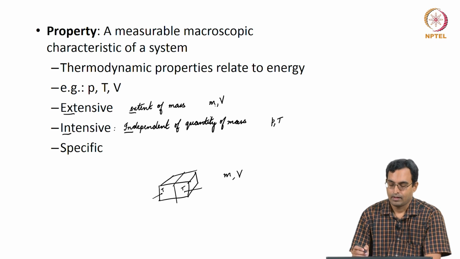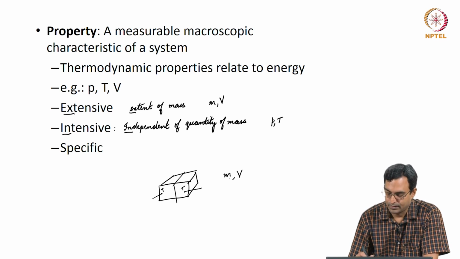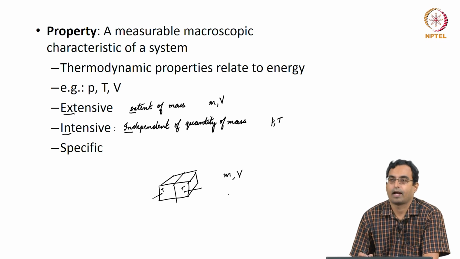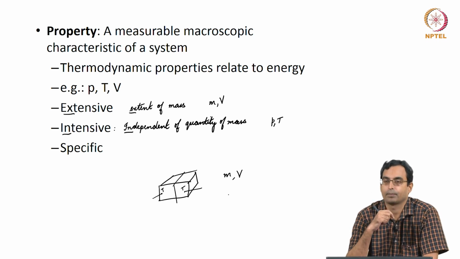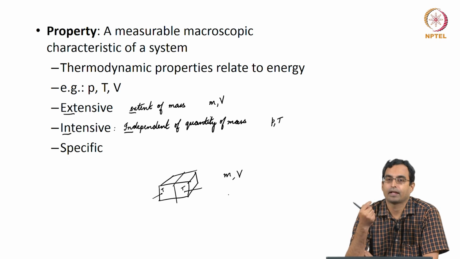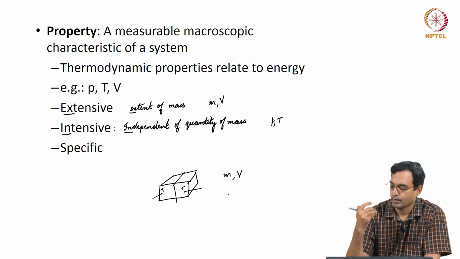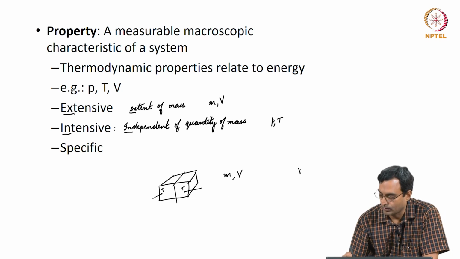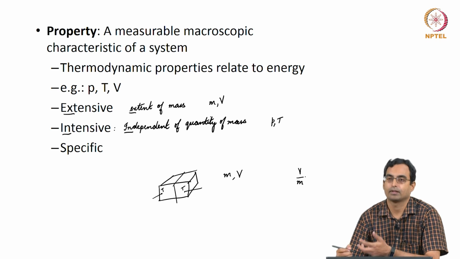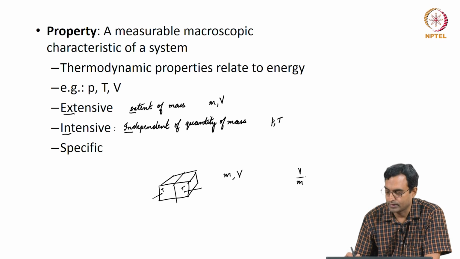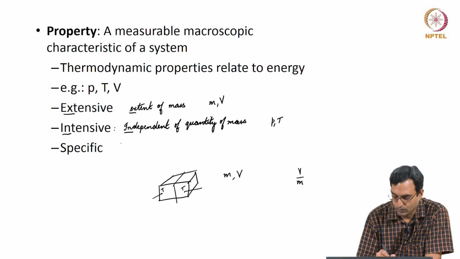Since volume is an extensive property and we do not usually like to deal with extensive properties much, is there a way of finding out some volume which does not depend on the quantity of mass? A way to do that would be to take the volume and divide by mass, and then this becomes something which is no longer dependent on the quantity of mass. That is something which we call a specific volume. So, v is what we call a specific volume.